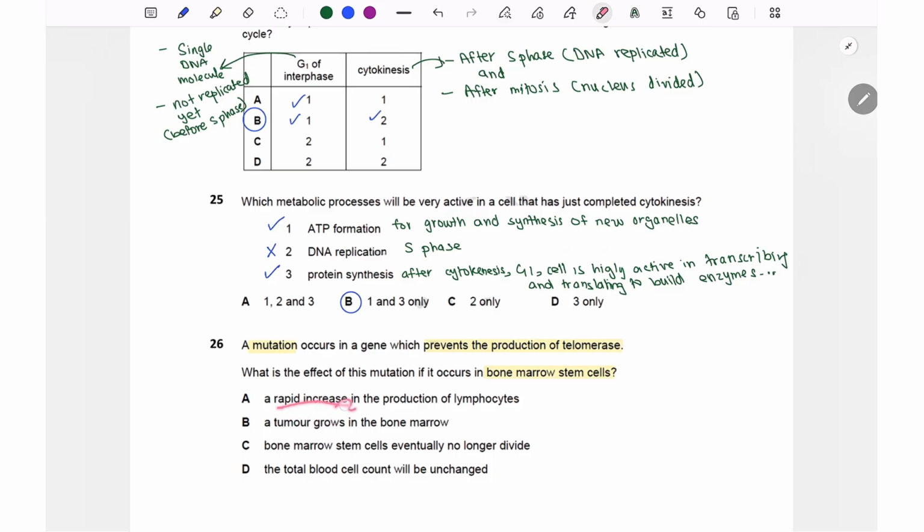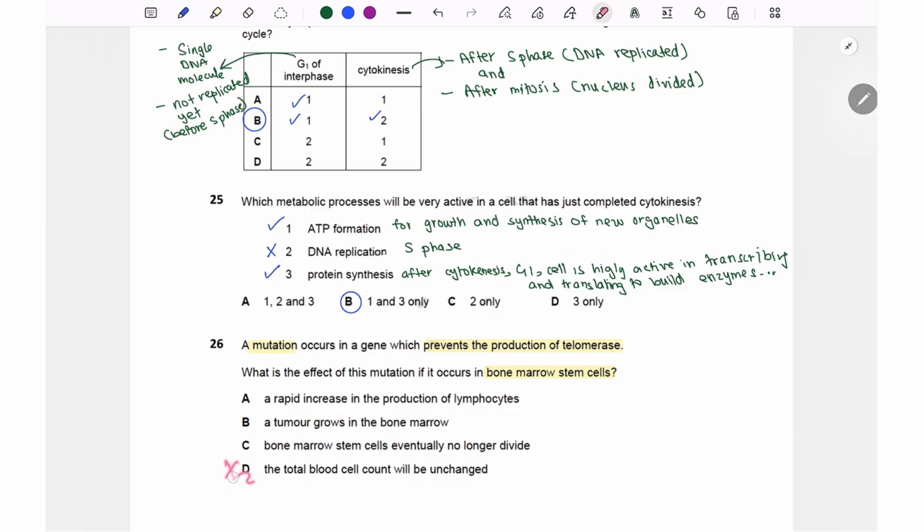Rapid increase in the production of lymphocytes. That's not happening. A tumor grows in the bone marrow. Tumor does not grow. Bone marrow stem cells eventually no longer divide. This should be our answer because the telomere is going to keep shortening every time it divides, and eventually it's going to stop dividing.